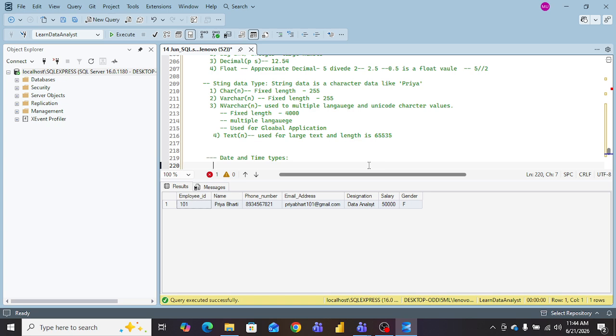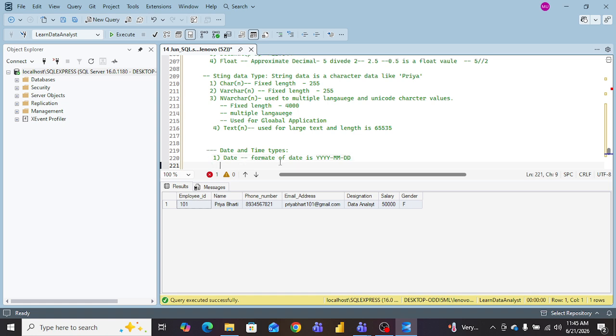Correct. That's correct. So, date: how to use the date? First, I will mention the date. How can we use the date format in SQL Server? I will tell you the date format: year, then month, and then date. How to use this? I will tell you with an example.